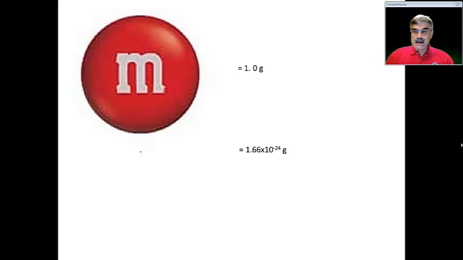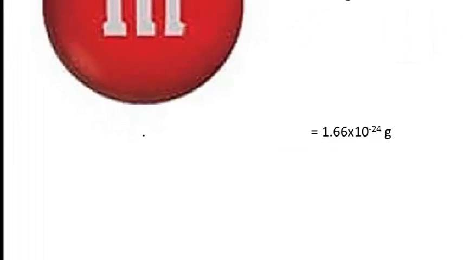So let's say an M&M has a mass of exactly 1 gram. Notice also in this slide I have a small dot. You may not even be able to see this dot, it's so small. But let's say that it is one of these elementary particles like a proton or a neutron, and that it is equal to 1 AMU, 1.66 times 10 to the minus 24th grams.